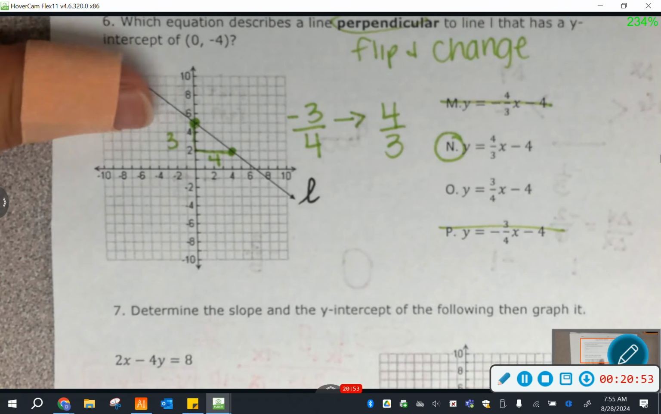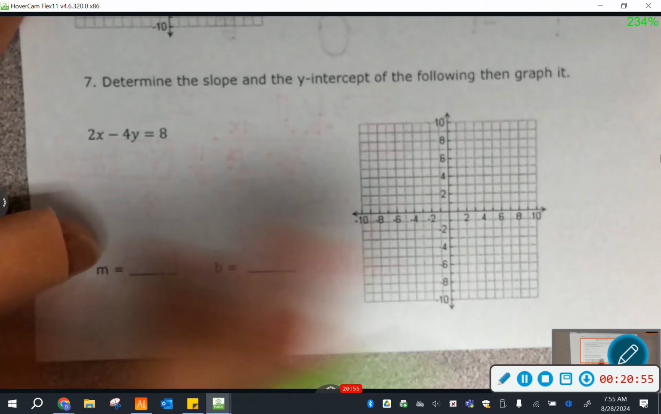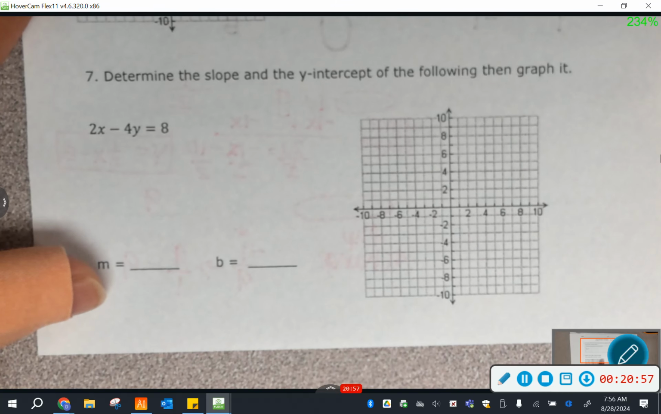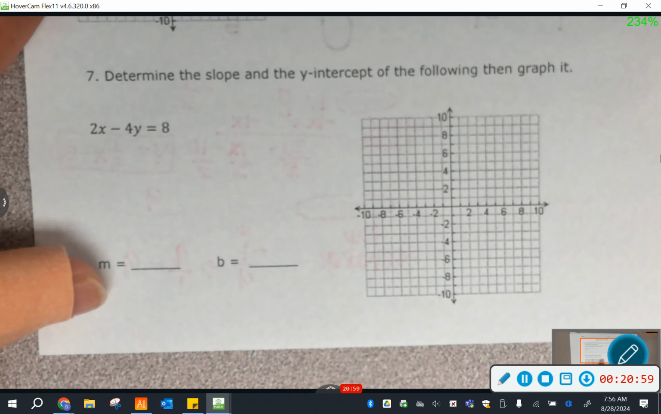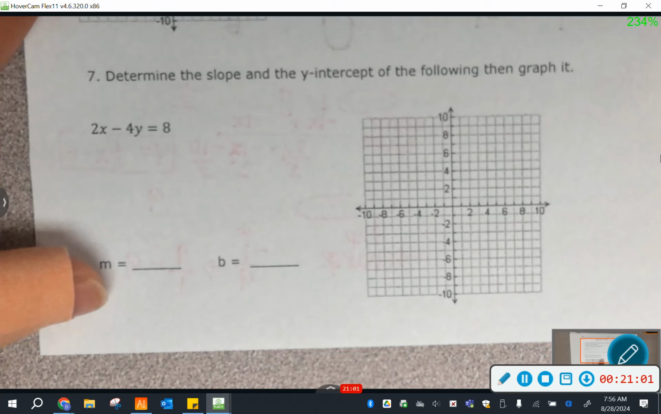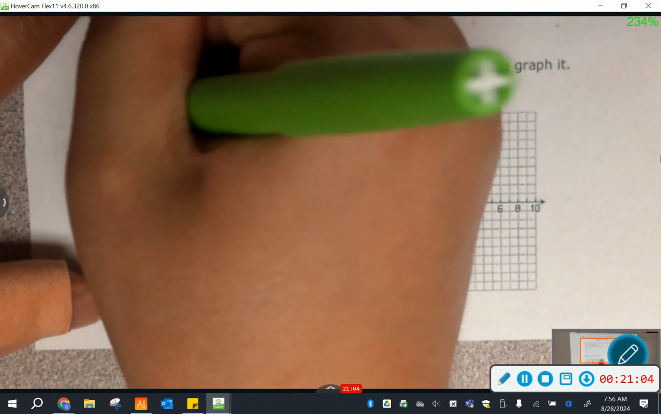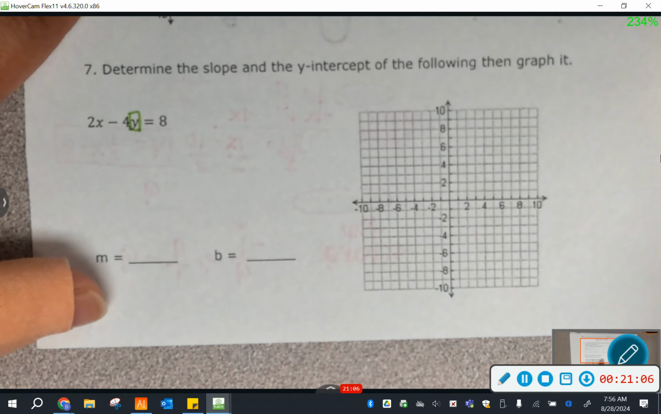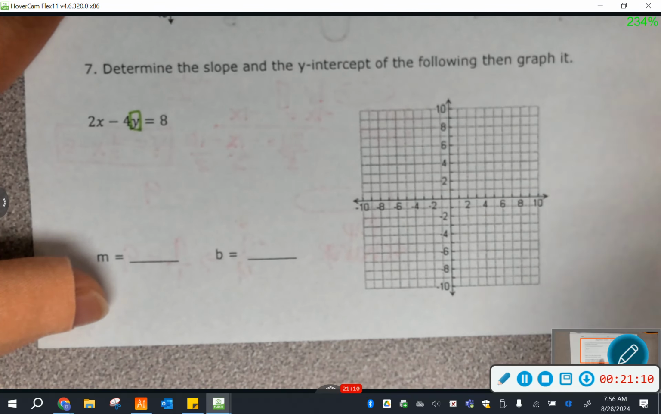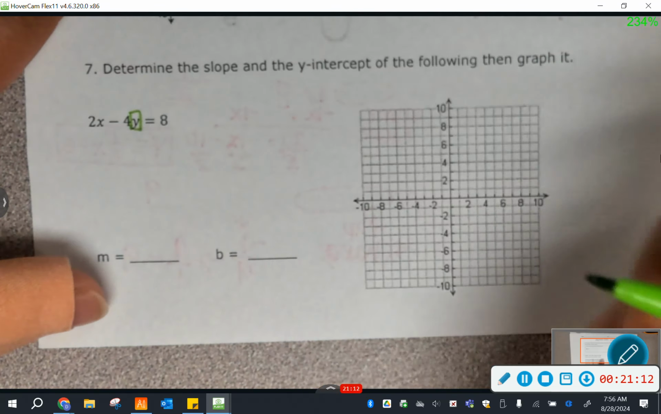Last but certainly not least, we're just graphing. That's how the end of your test will be. You just have to graph it. How do I graph this? Make that slope intercept. I need slope intercept form. I need y by itself. Get rid of the side chick.